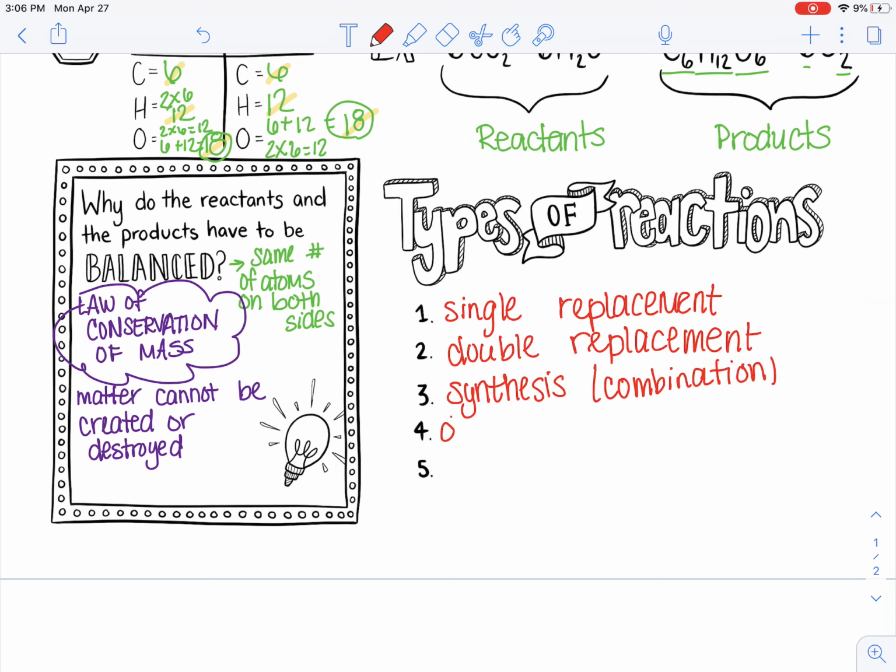We can have decomposition, like you learned about in ecosystems. Decomposition is when something is broken apart or down into smaller pieces. And we can also have combustion, when things burn. And we're going to learn about all of those next week.